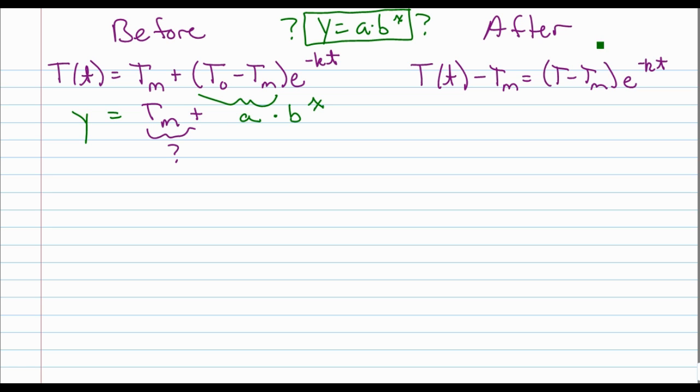But if we change the way Newton's law of cooling is expressed, our y value can be T of t minus T sub m. And that will be equal to, a is still going to be T sub 0 minus T sub m. And then e to the negative k would be our b, and then t would be our x. So this has a fit. That's why we have to subtract T sub m from both sides.